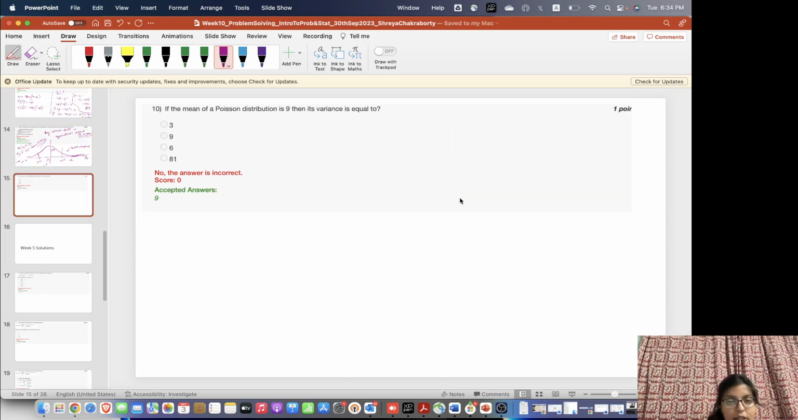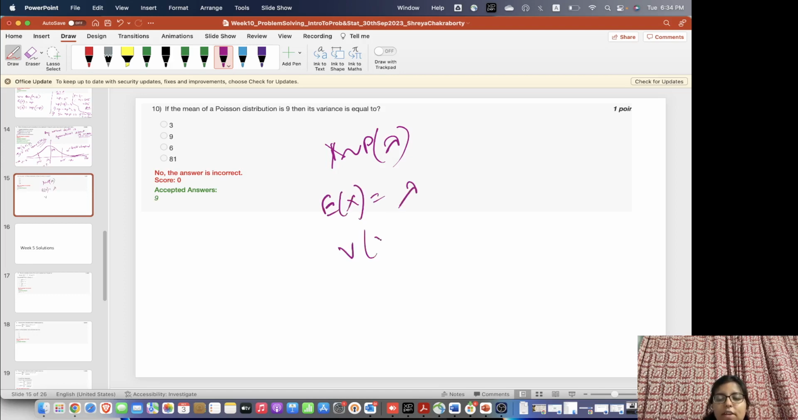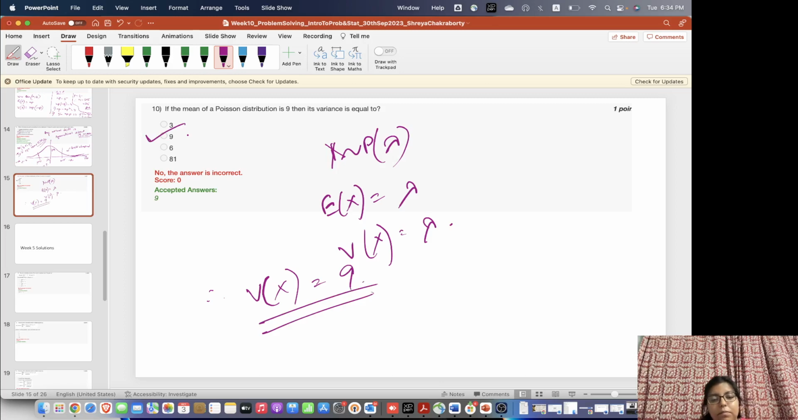Okay, so then we have this question: if the mean of a Poisson distribution is 9, then its variance is equal to what? If x follows a Poisson(lambda), the expectation of x is equal to lambda and the variance of x is also equal to lambda. Therefore, the variance of x will also be equal to 9. This is option B.